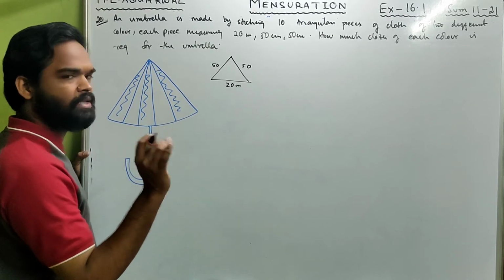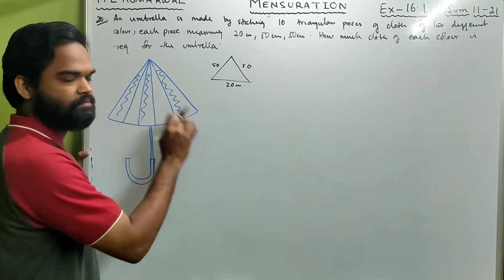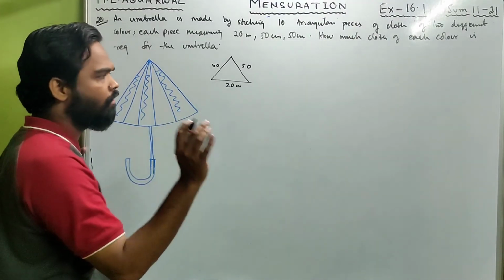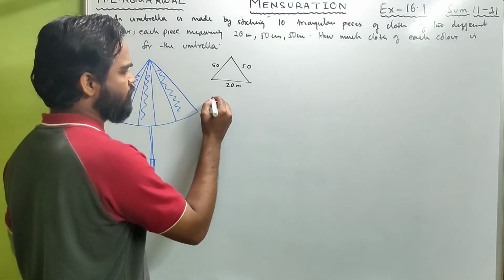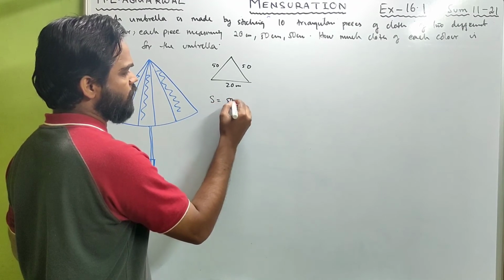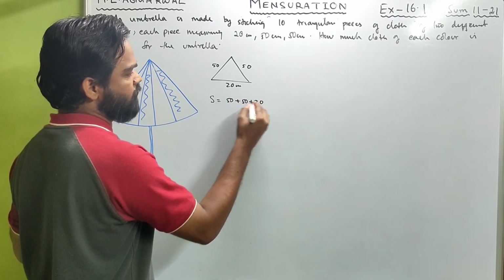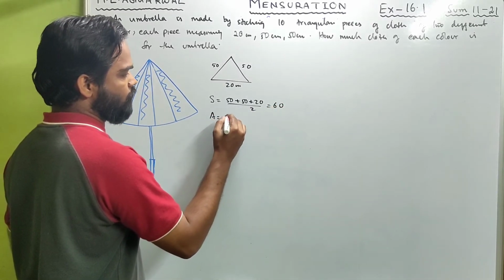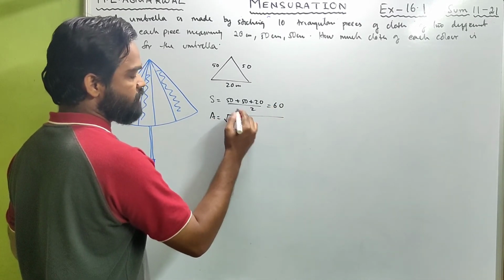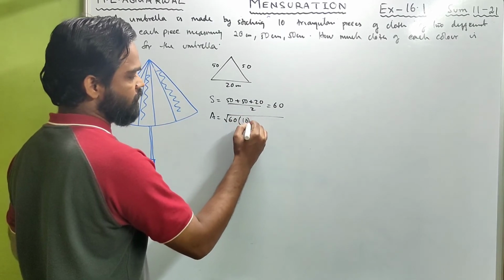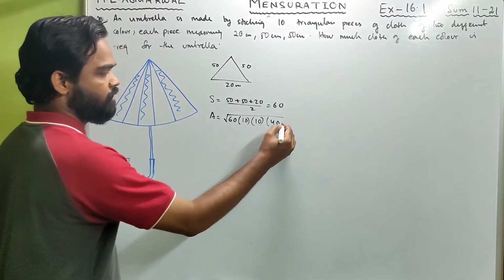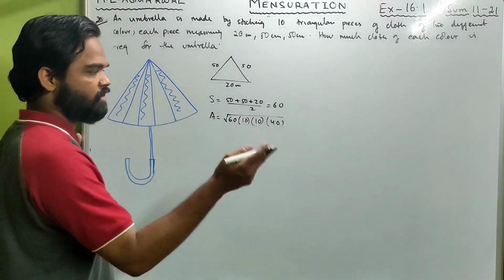First of all, we need to find the area of one piece. See, we can use the isosceles triangle formula, or I'll simply use Heron's formula. So S is what? A plus B plus C by 2. That's 60. So area will be root of S minus A. So 60 minus 50 is 10. S minus B, again 10. And then 40. Isn't it? S minus A, S minus B, S minus C.